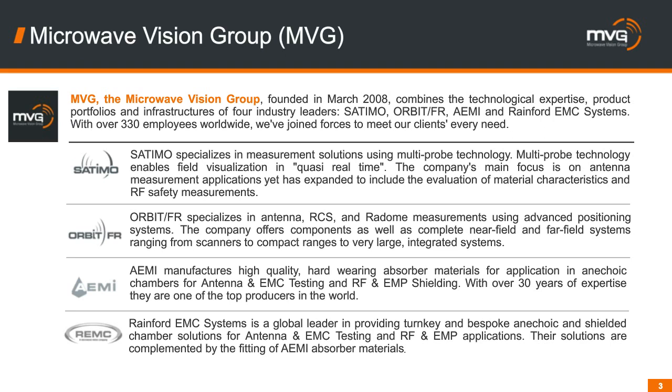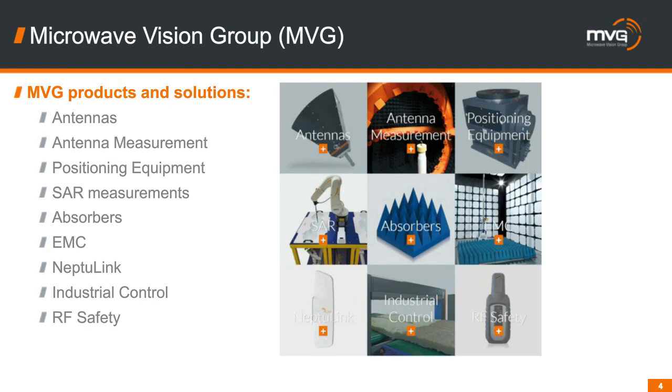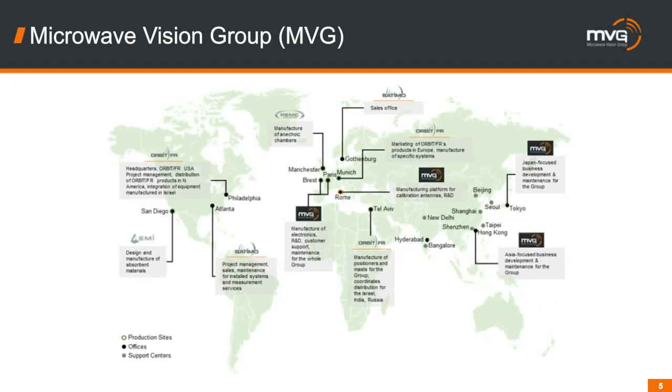The Microwave Vision Group, known as MVG, founded in March 2008, combines four industry leaders: Satimo, Orbit/FR, ETS-Lindgren, and Rainford EMC Systems. MVG offers systems that allow for visualization of electromagnetic waves while evaluating the characteristics of antennas, performing EMC tests, and helping speed up the development of products using microwave frequencies. The MVG products and solutions portfolio involves antennas, antenna measurements, positioning equipment, cell measurements, absorbers, EMC, industrial control, and defense. MVG has an international presence in 9 countries, including 7 production sites.